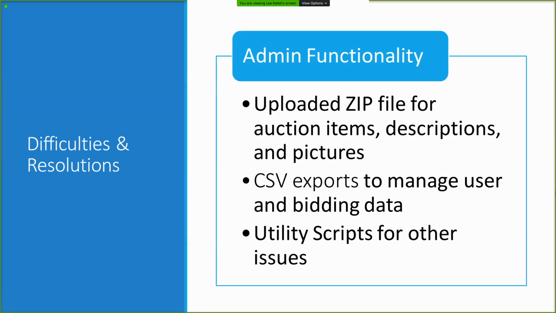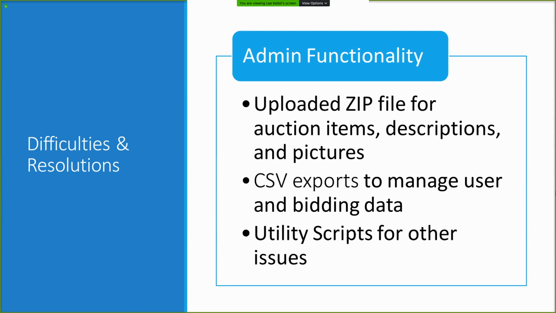So for the issues that we had, the client wanted admin functionality, and we wanted to find a solution that would be easier for us to implement and also easy for her to use. So we came up with a solution to have a zip folder that you upload, and inside of it, it would have a CSV file for the items. It would have their name, the description, their price, if they could be bought outright without bidding, and then it would have a folder with the pictures in it.